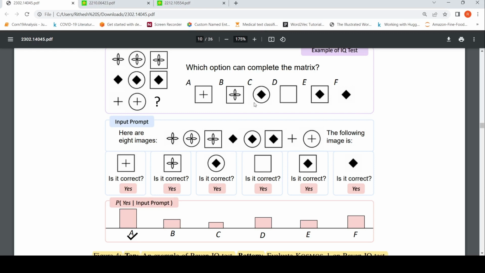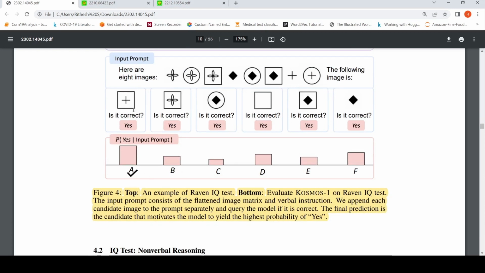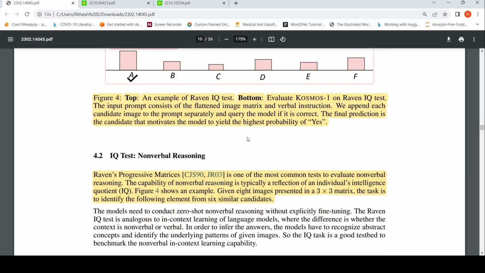Okay, 6 times basically, 3 plus 3, 6, right? 6 times they send it, and whichever gives the highest probability, they say that is the answer over here. So that is the Raven IQ test. This is for non-verbal reasoning. Okay, so it is a reflection of an individual's intelligence quotient.